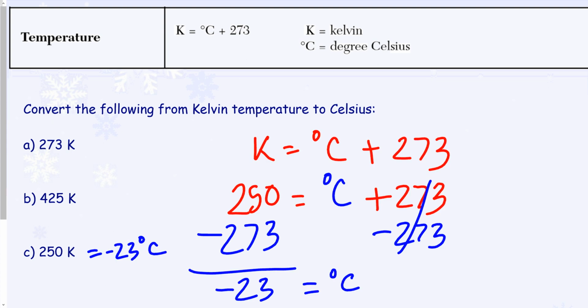So I hope you got it right. So again, follow the steps. I wrote down the formula. I replaced the given number, which is 250 K. And then I subtracted 273 from both sides and I got negative 23 degrees Celsius. So 250 K equals negative 23 degrees Celsius.